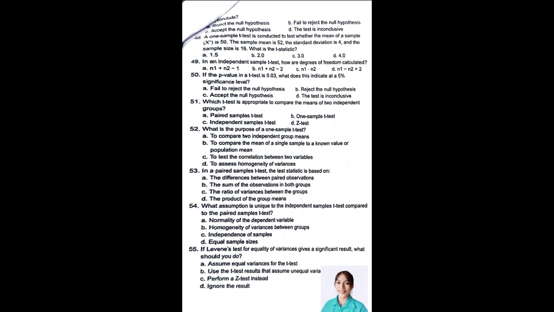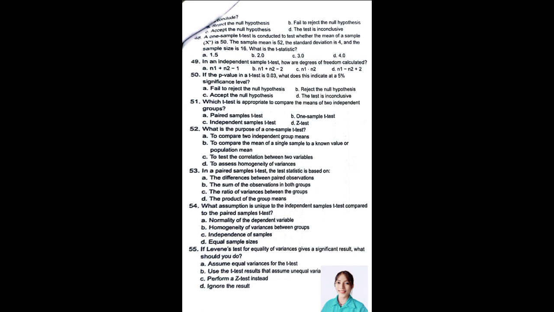Number 52. What is the purpose of a one sample t-test? The purpose is to compare the mean of a single sample to a known value or population mean. Number 53. In a paired samples t-test, the test statistic is based on the difference between paired observations.